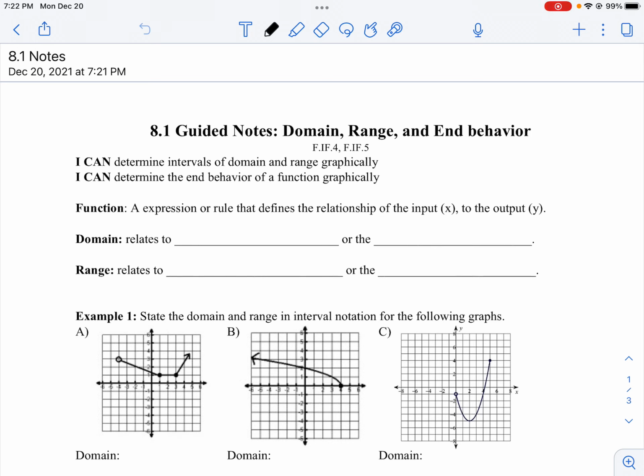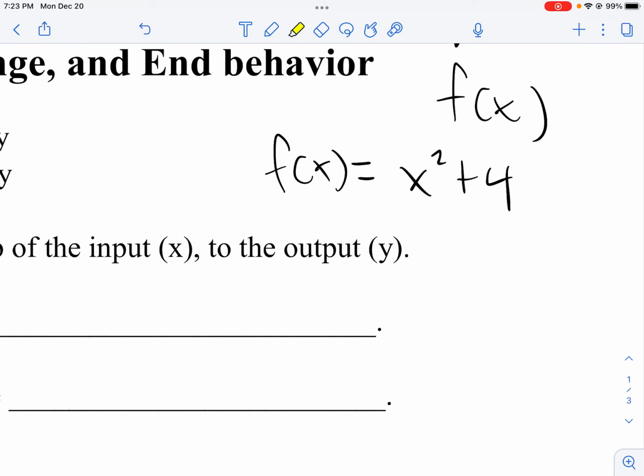A function is an expression or rule that defines a relationship of the input, or the x, to the output, which is the y. It's kind of what we've been talking about before. If we have f of x, this is represented as a function of x, meaning if our function were equal to x squared plus 4, for example, this is the rule. It's the law. It's kind of like the requirement for the function to exist.